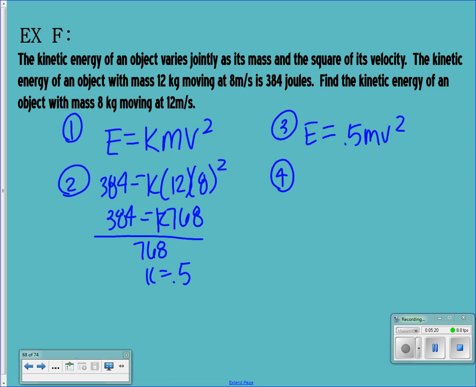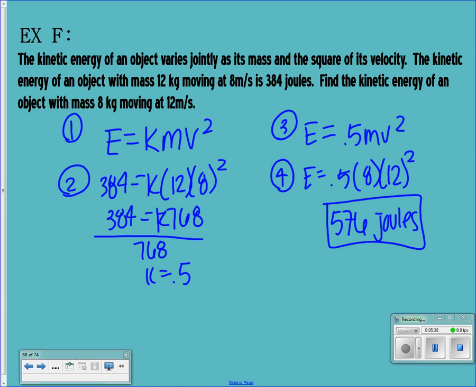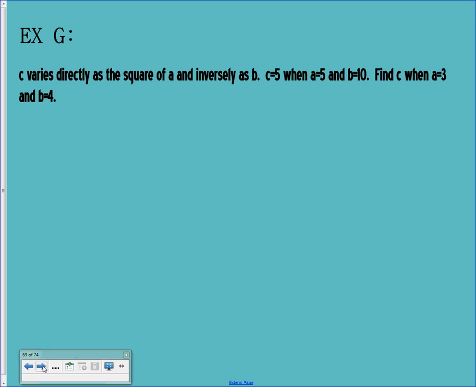Find the kinetic energy of an object with a mass of 8 moving at 12 meters per second. So 8 for my mass, 12 for my velocity. Make sure you square 12 first before you multiply everything through, and you should get 576 joules. Okay, so let's go ahead and try the next example.